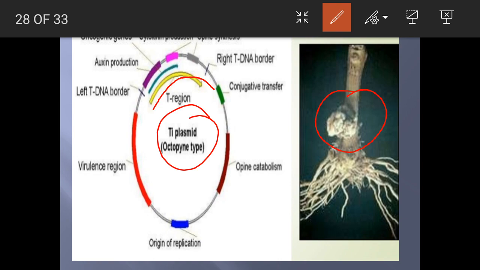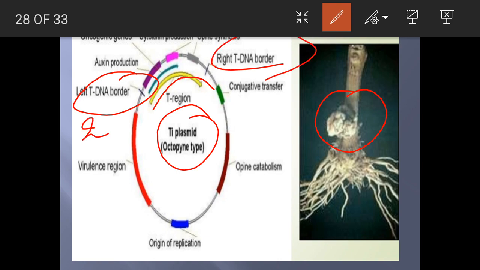For the formation of the tumor in the case of plants, the genes necessary for the formation of the tumors are located in this tDNA region. That is, it contains genes for the induction of the tumors. It is flanked on either side by repeat sequences, 25 base pair repeat sequences on the left. So you can find the left tDNA border and right tDNA border.